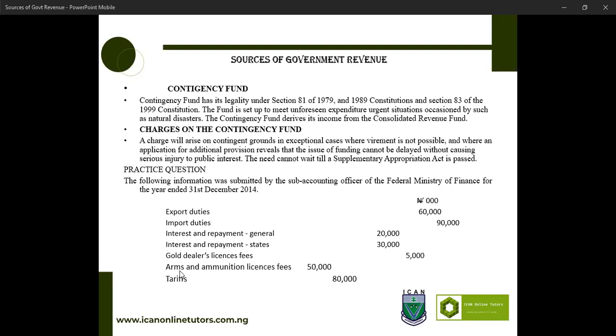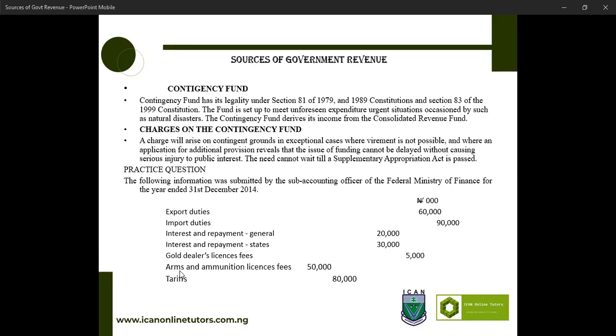All right. Interest and repayments, general. Federation accounts. No, it will be Consolidated Revenue accounts. Some say Federation. Inflow, CRF. Inflow, CRF. So which one are we following? Inflow into CRF, sir. So which head are we having interest and repayments? That is like head 13. Federation.